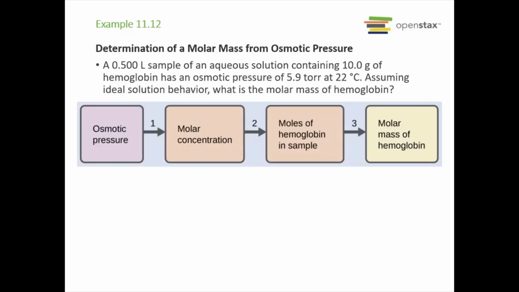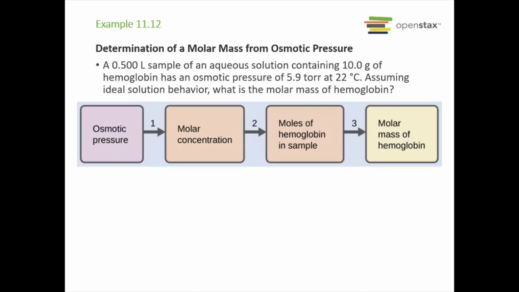Didn't need that extra room. All right, another example. A 0.5 liter sample of an aqueous solution containing 10 grams of hemoglobin has an osmotic pressure of 5.9 torr at 22 degrees Celsius. Assuming ideal solution behavior, what is the molar mass of the hemoglobin?